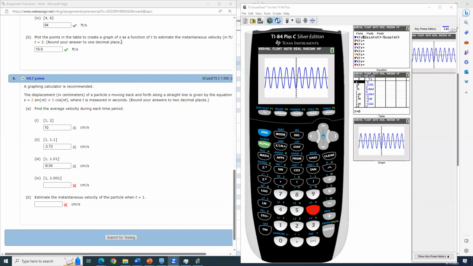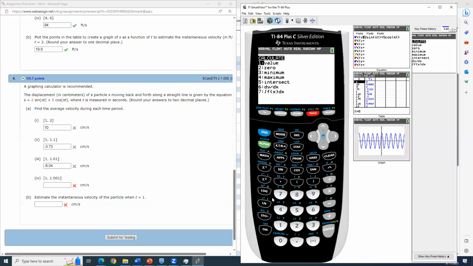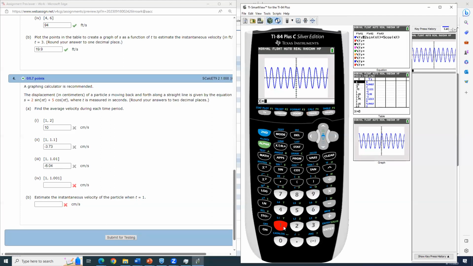So there are some other things we can do when we hit second calc. And when we do that, we see value, 0, minimum, maximum, intersect, dy dx, and the integral of f of x dx. So if we ever need an estimate of the derivative or integral, keep in mind, they are here. They are hanging out. Okay, so I hit value because I just want it to tell me the same thing as plugging these numbers in by hand and having the graphing calculator give you the lovely big number.